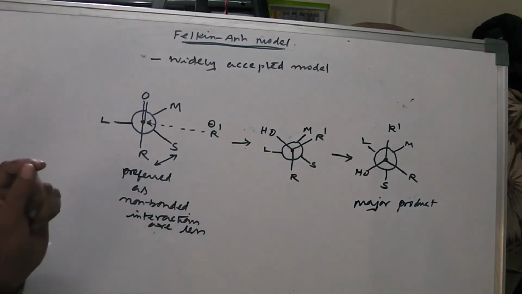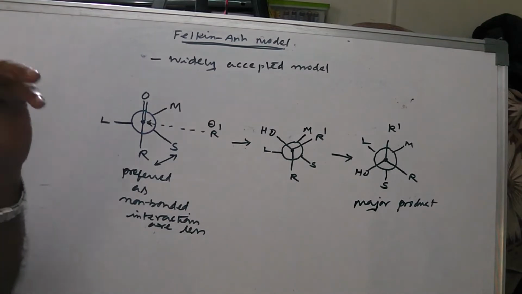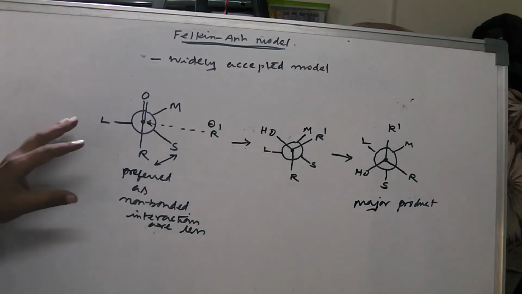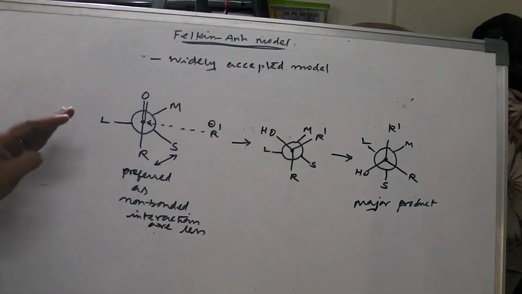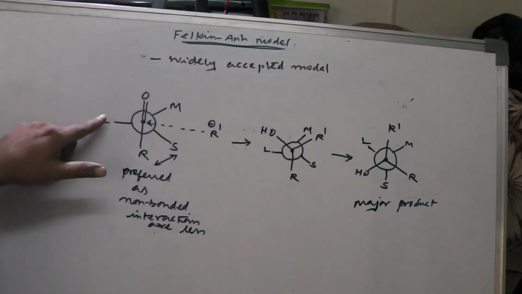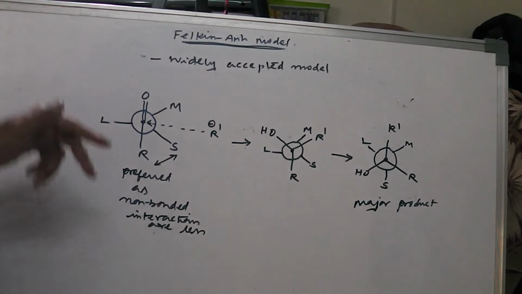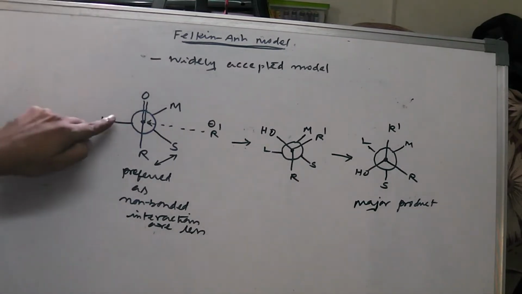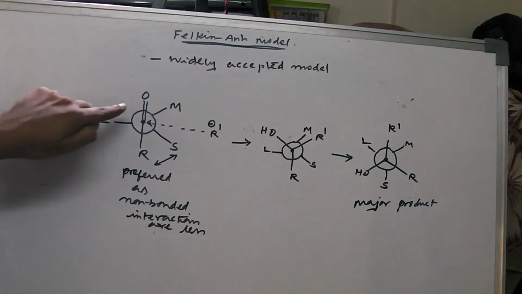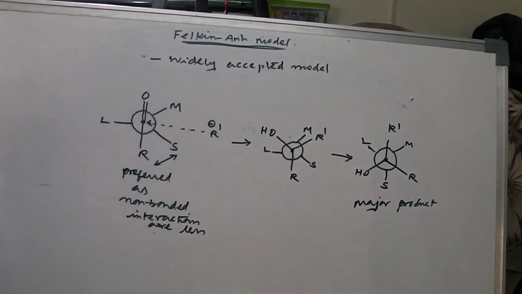So what we are discussing in this model, there will be two reactive conformations. This is one of the reactive conformations that were considered. In both the conformations you could see L will be at a right angle to the carbonyl double bond. There is a double bond, and this L group is at a right angle to that particular carbonyl double bond.